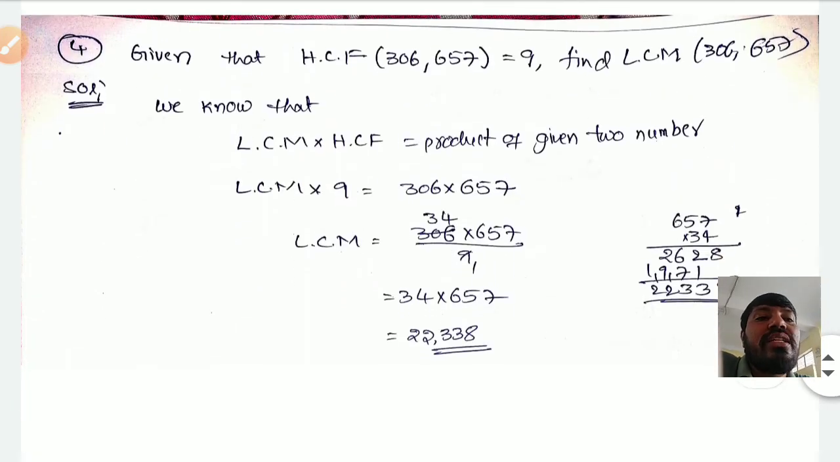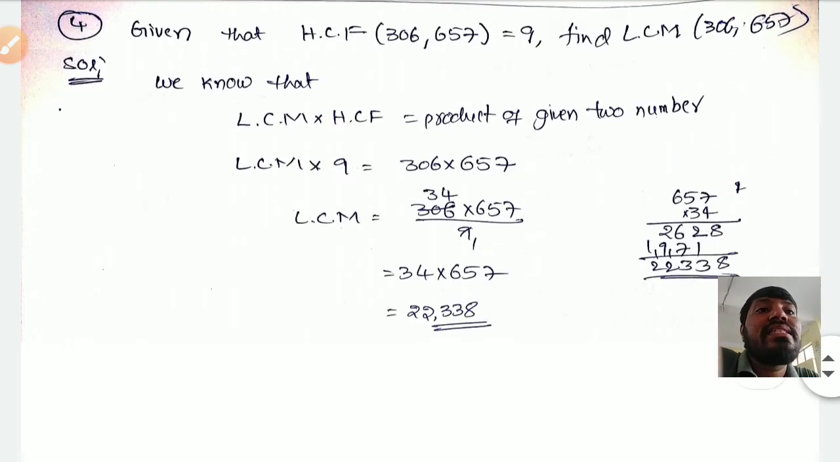And the fourth question is: given that the HCF of two numbers, 306 and 657, is 9. This problem is very, very important in examinations. You can expect a minimum of 2 marks, or 1 mark. Sometimes this question is repeated many times, so everyone should practice well. It is simple, so don't panic. The HCF is already given, and the question asks you to find their LCM.